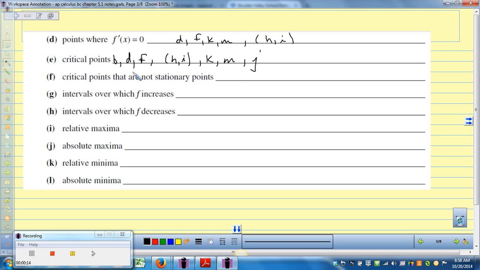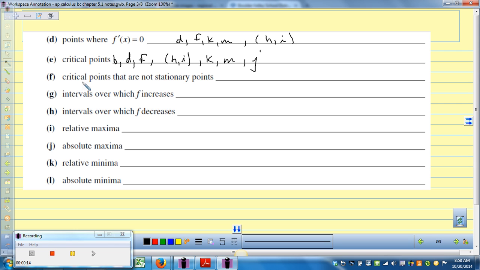We're looking for any places where it would have a horizontal tangent line or where it has a sharp turn or a discontinuity. Did you have it, James? Yeah, I just thought it was B that we were in. Oh, okay. Gotcha.